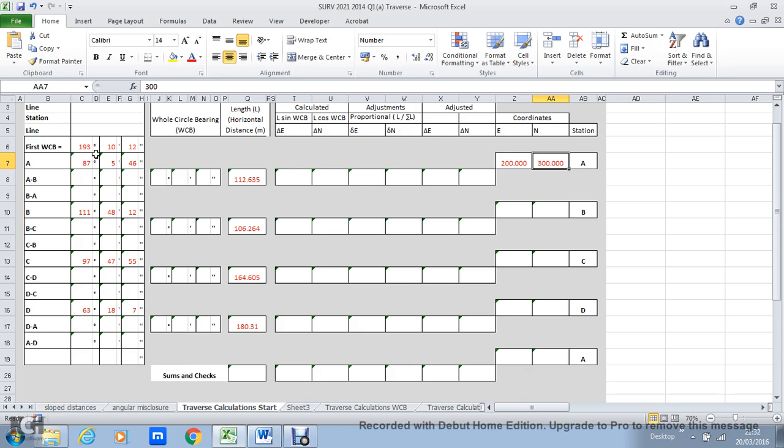In the next video, we're going to look at the whole circle bearings and how we work out the forward whole circle bearing A to B and the corresponding backward whole circle bearing from B back to A, and so on. We'll do the same for B to C, C to B, and so on.